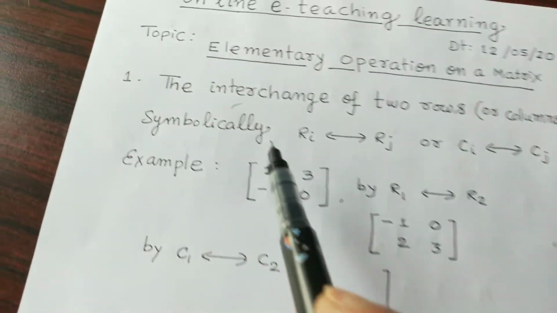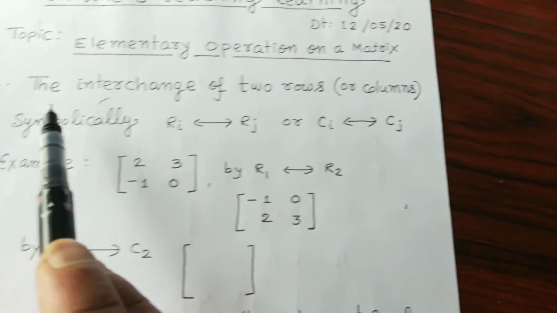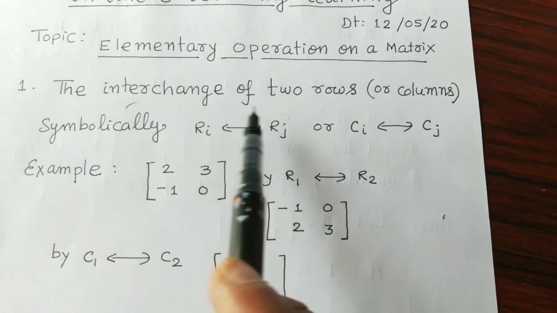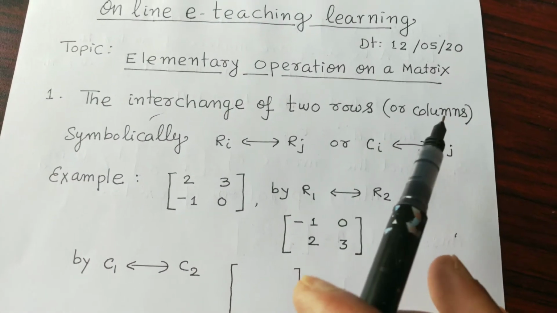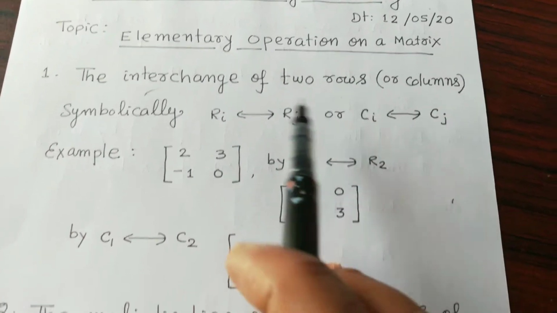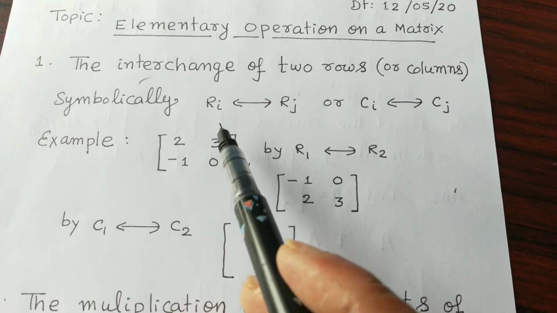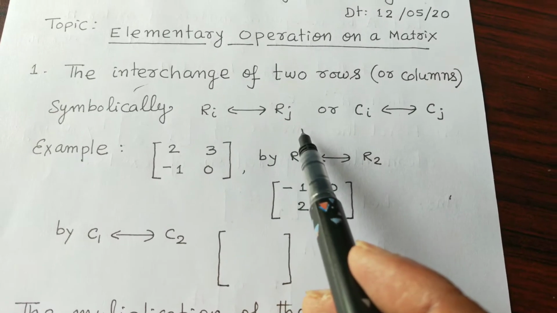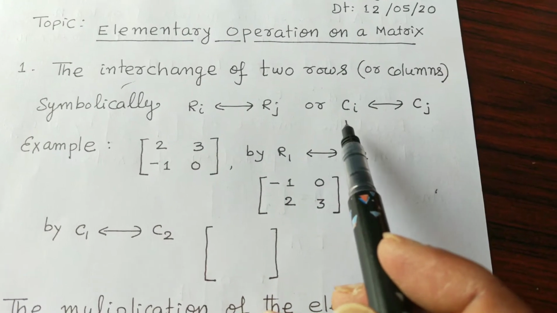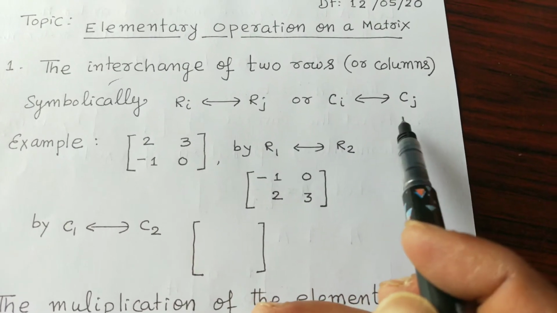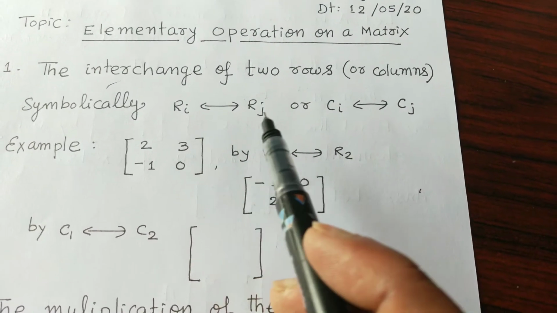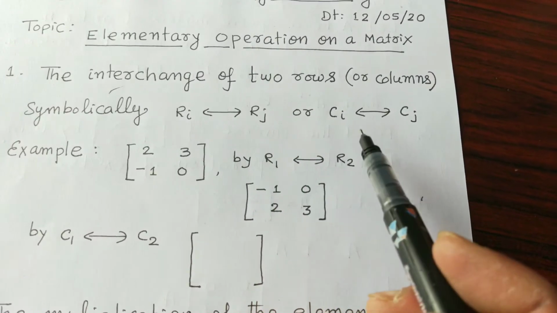See, number one is the interchange of two rows or columns of any matrix, which is allowed for elementary operations. Symbolically, Ri can be interchanged with Rj, or Ci, C stands for column, Ci can be interchanged with Cj. I and j are suffixed with any row or any column.